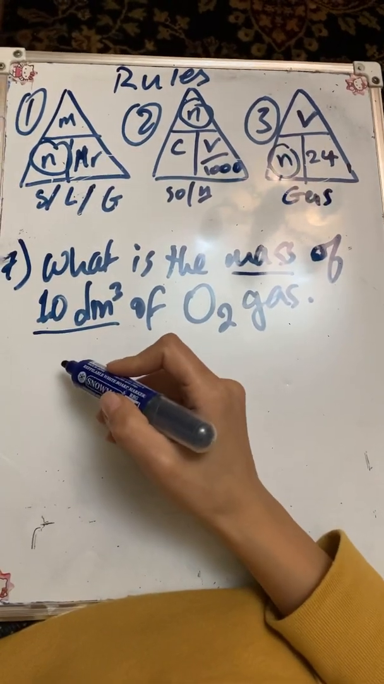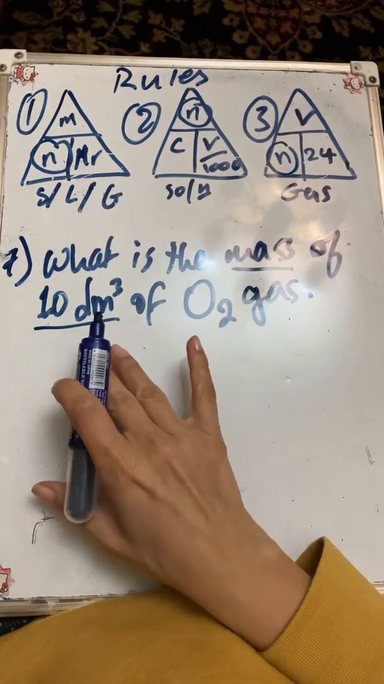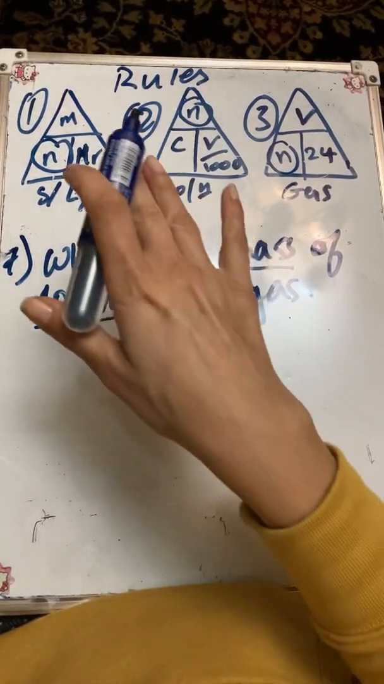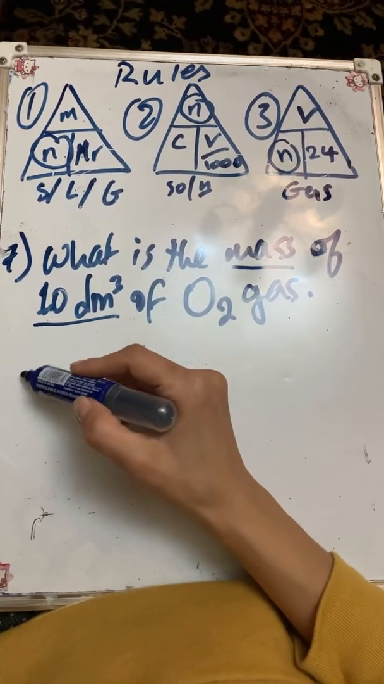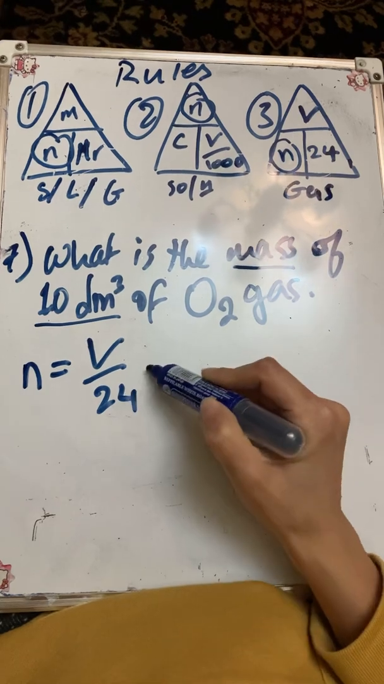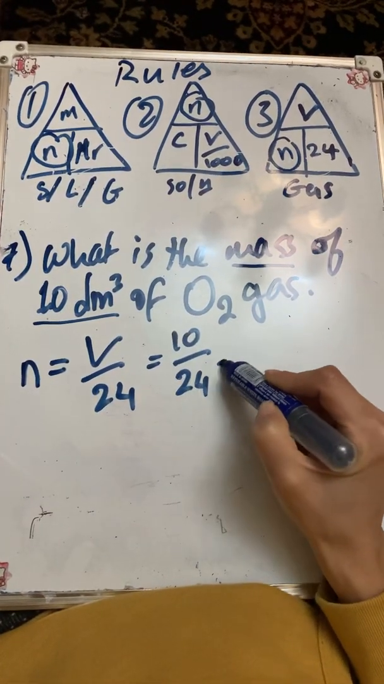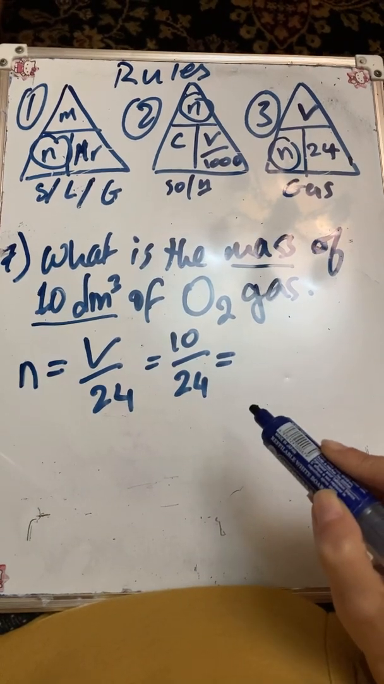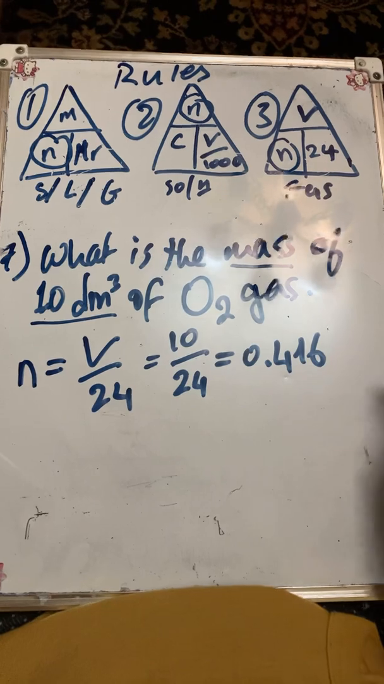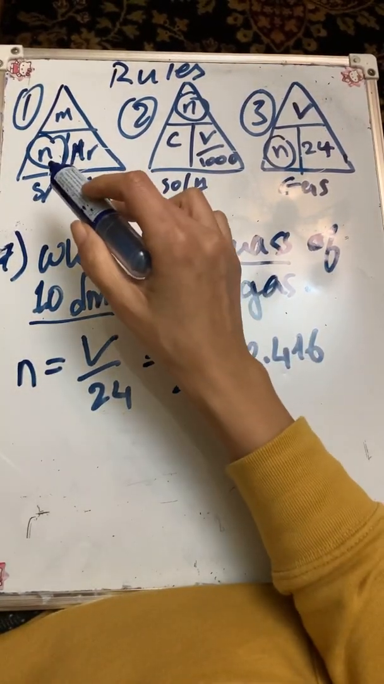So your main goal when you see these questions is to calculate the number of moles using any given for any rule, even if what you need is something else. So moles equals volume over 24. Do you have a volume? Yes, 10 over 24. That would be 0.416.